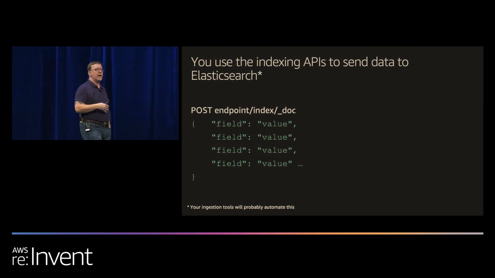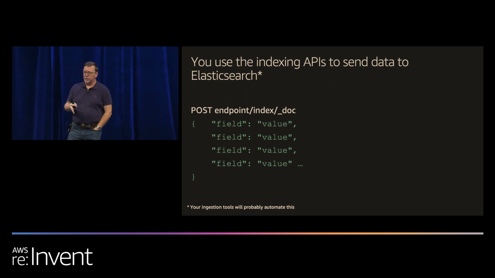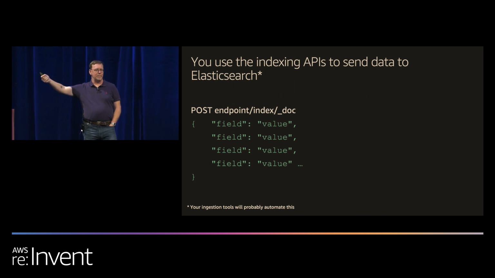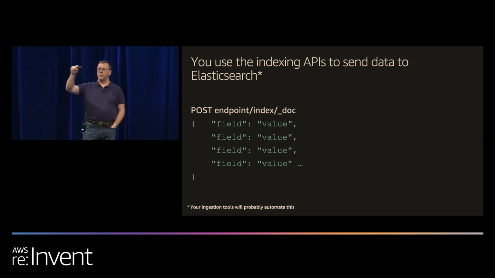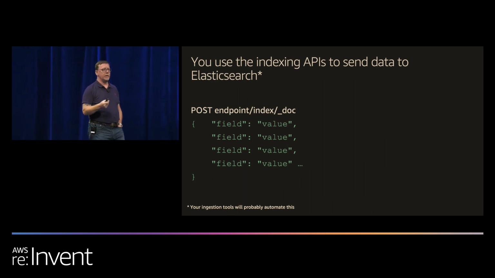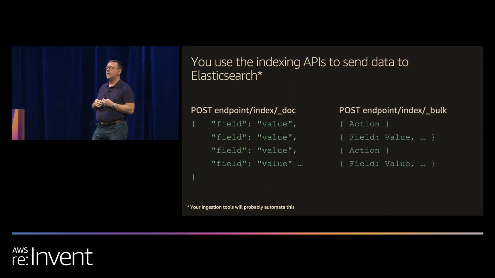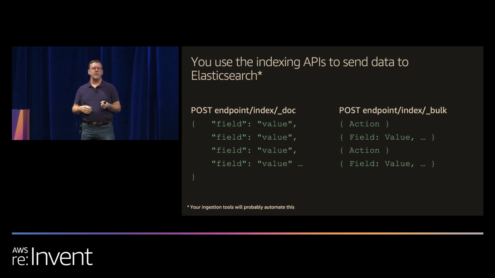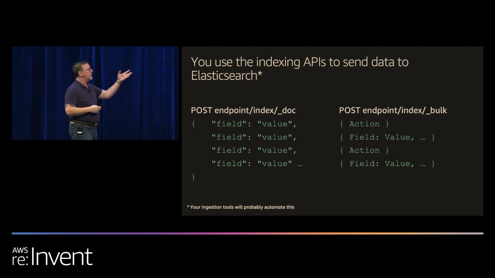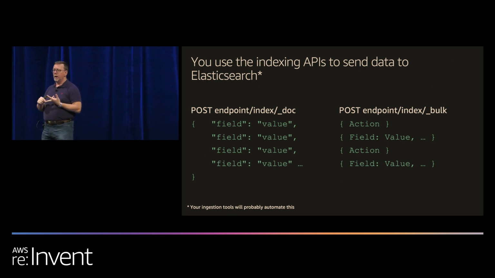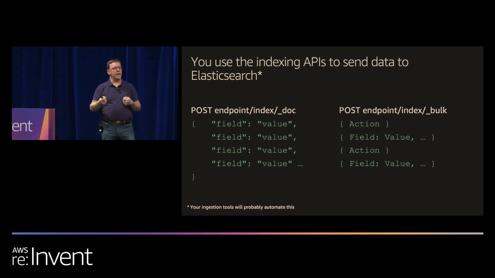Now again, you use REST APIs to send data to Elasticsearch. So you use a POST, you have an endpoint, that's the location of the REST endpoint, and then you send into a particular index the single document in this case that you want to index. And that's just JSON with field and value. You also have a bulk API. So you can send single documents, but for best performance, we always recommend that you use the bulk API. The bulk API allows you to intersperse actions like index or delete or update along with the documents to apply those actions to.